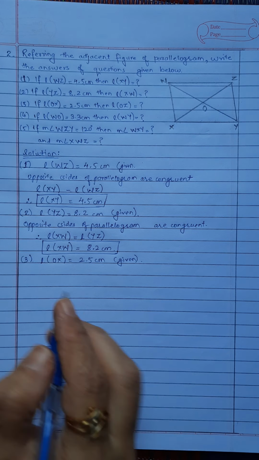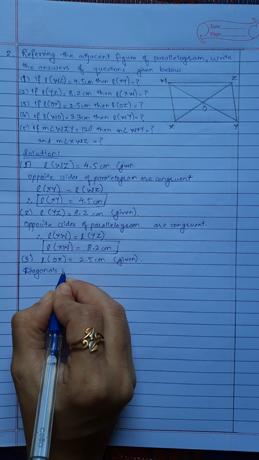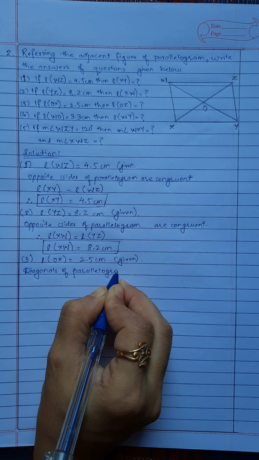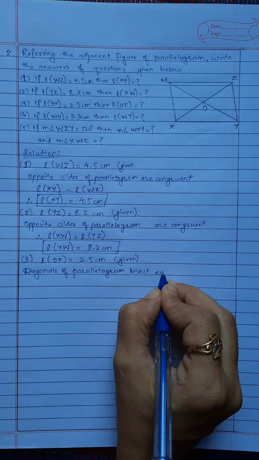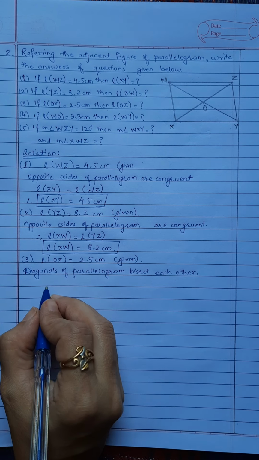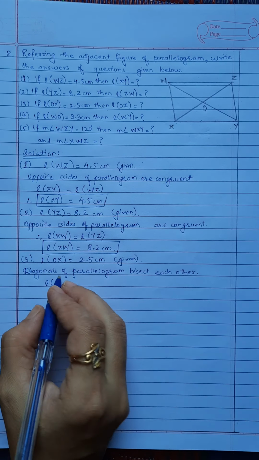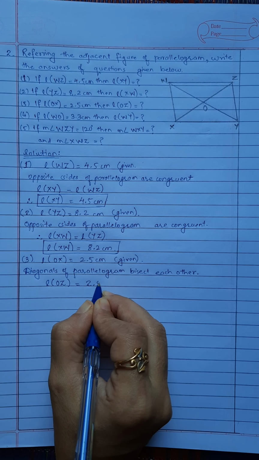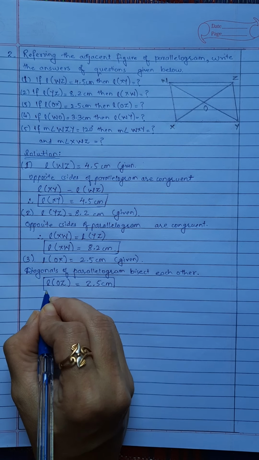Now we write the property of diagonals. Diagonals of a parallelogram bisect each other. Bisect each other means divides into equal parts. Therefore, you are asked for OZ. So the length of OZ will be equal to 2.5 centimeters based on the property.